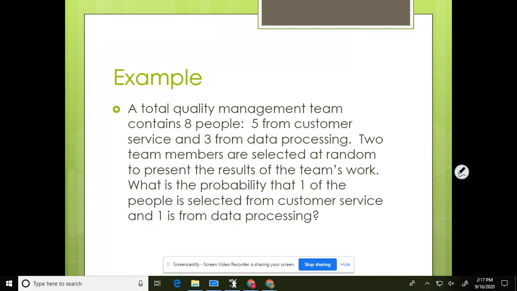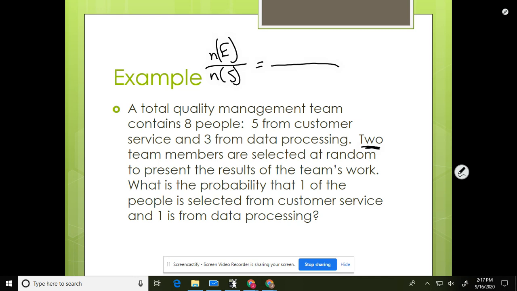Okay, so now I've got a quality management team that has 8 people, 5 are from customer service, 3 from data processing. 2 team members are selected at random to present the results of the team's work. What's the probability that 1 of them is from customer service and 1 from data processing? Again, find how many ways we can have our event happen. In other words, how many ways can we select 1 from customer service and 1 from data processing, dividing by all the possible ways I can select 2 people.